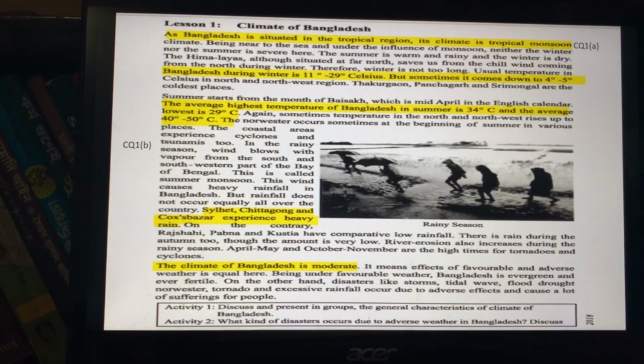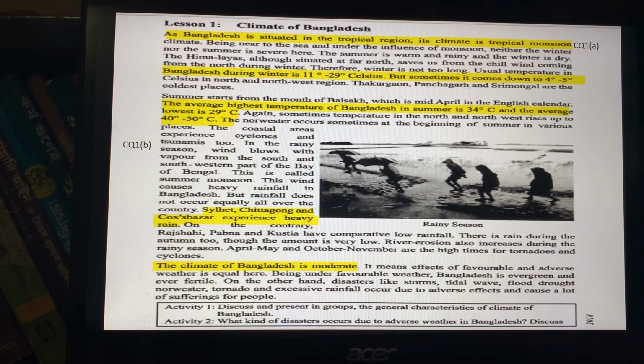Okay, next. Lesson 1, Climate of Bangladesh. You have to underline the first line because this is the answer of CQ1A. We know that Bangladesh is situated in the tropical region. That's why the climate of Bangladesh is tropical monsoon climate. And we have 6 seasons.